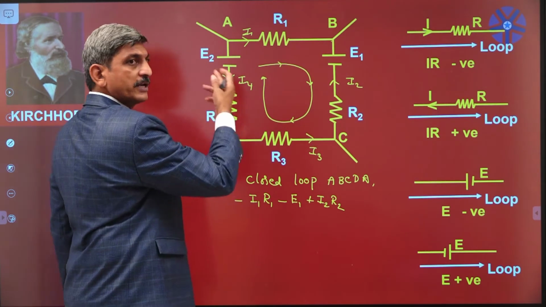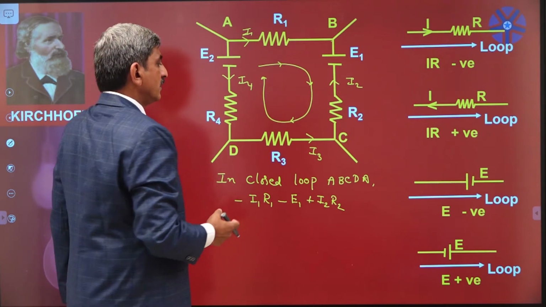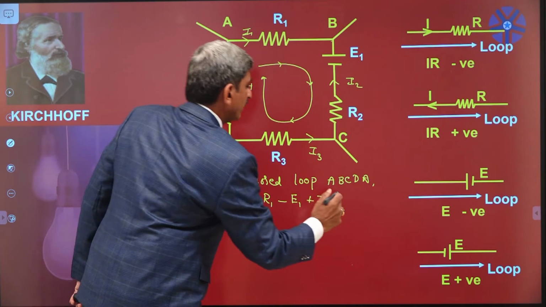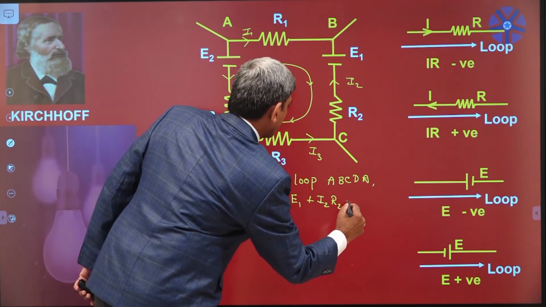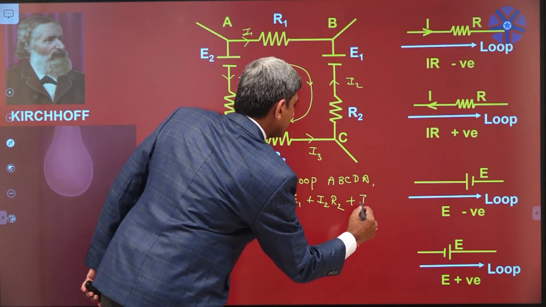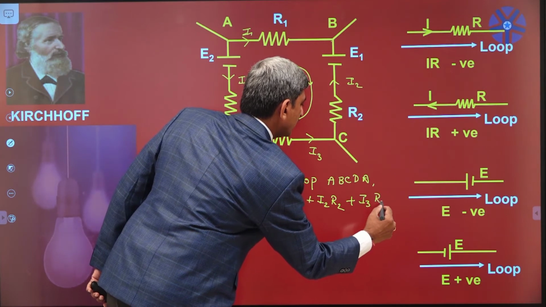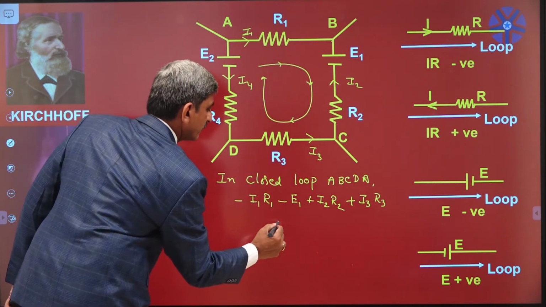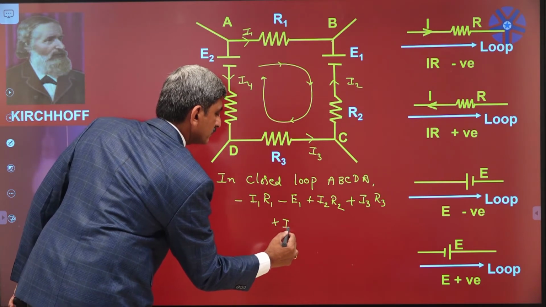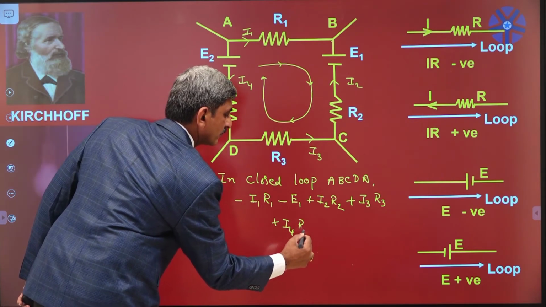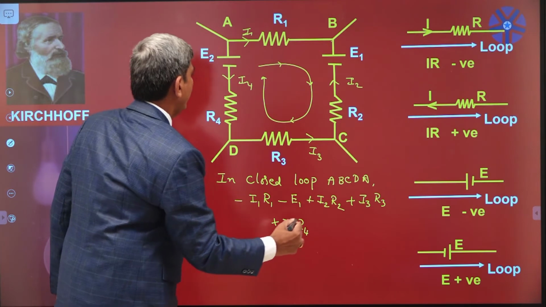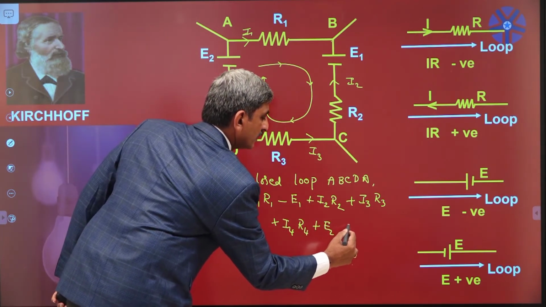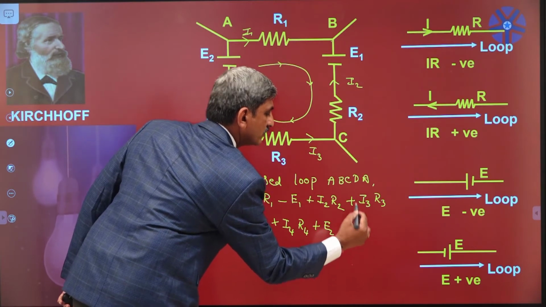Similarly, by applying the rules along CD and DA, we have plus I3 R3, next plus I4 R4, and plus E2 is always equal to 0.